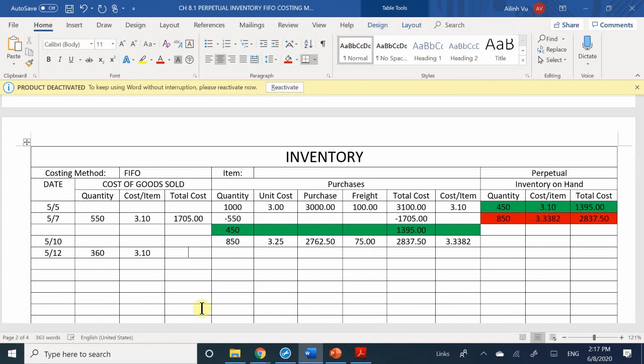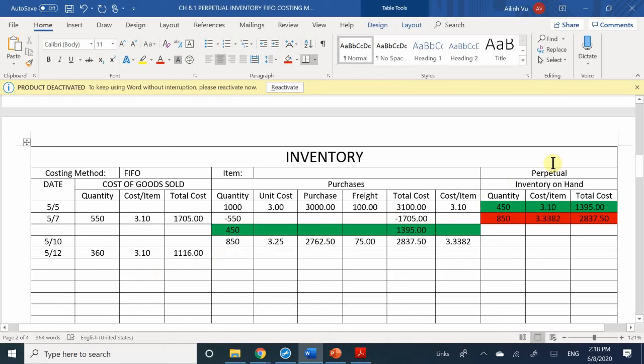$3.10, and let's go ahead and calculate how much that is. It's $1,116. Hold on, 1116. Okay, yes. So we got a grand total of $1,116. Okay. All right.